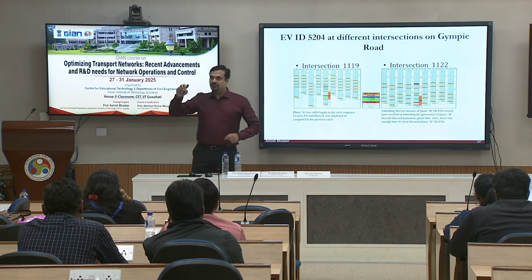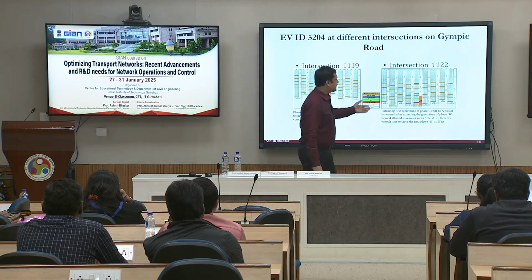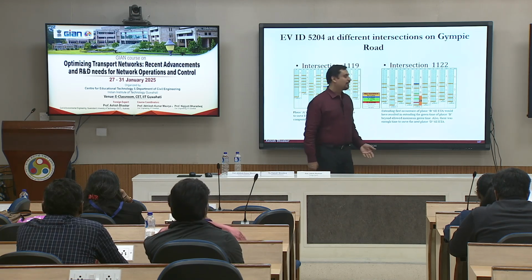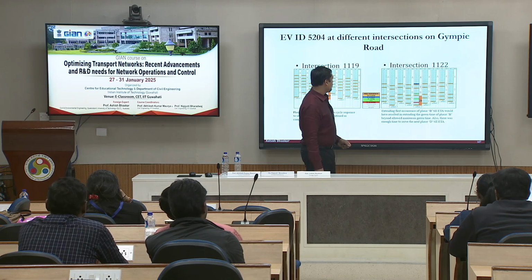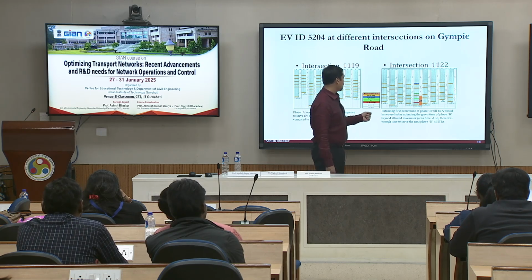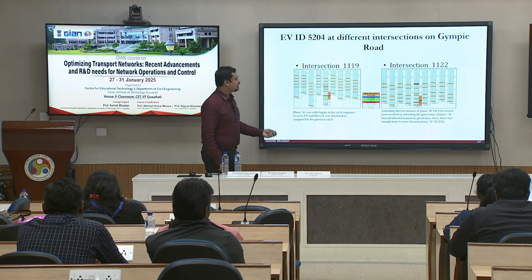So, in this case you have called the phase A again. This one is another example where the phase B was called. Extending the first occurrence of B till ETA would have resulted in extended green time for phase B beyond the allowed maximum green time. Also, there was enough time to serve the phase D.